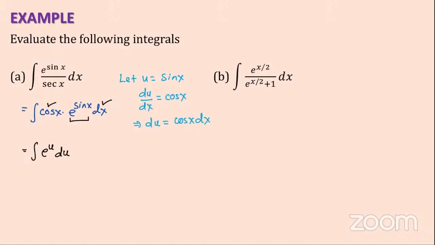And see how simple that is? Integration of e to the u with respect to u is e to the u, because the derivative of e to the u is e to the u. So that is equal to e to the u plus c. That's my answer, but not the final answer. I need my answer in terms of x, so I substitute the value of u, and u is equal to sine x. So the final answer becomes e to the sine x plus c. Any question on that?